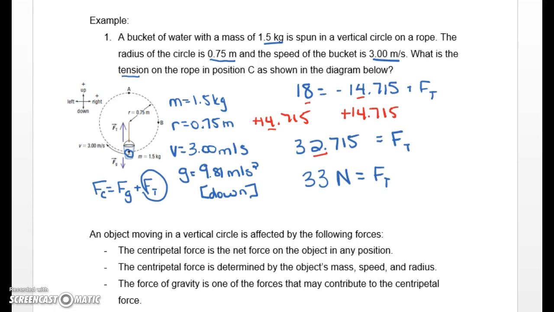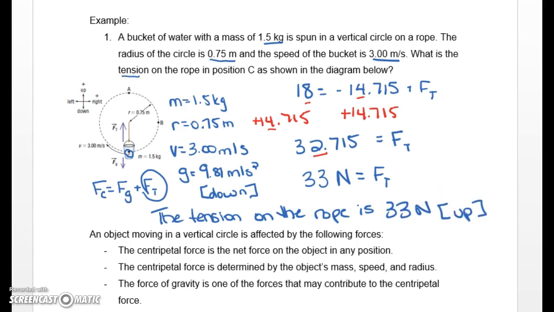And in this case here, we can include a direction because we know that the tension force, when you're working with an object at the very bottom in the circle, would be going straight up. So when we're including our sentence, we can make sure to include the direction there as well. So the tension on the rope is 33 newtons, and our direction here is up.